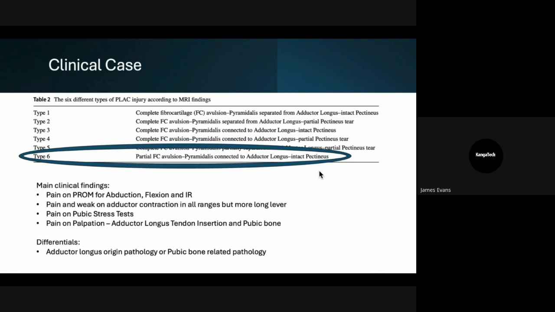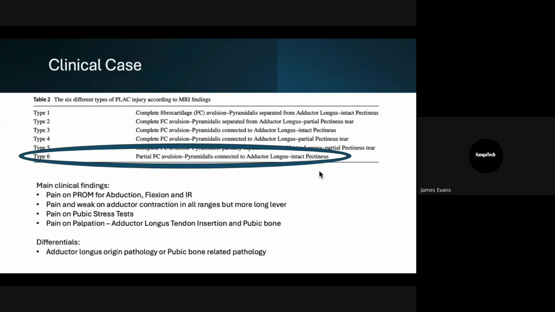So the clinical findings we had was pain on the passive range of movement for abduction, for flexion, and internal rotation. Typically the pain came on towards the end of the ranges. He had pain and he was weak on adductor contraction in all ranges, but this was more at the long lever, so when he was tested at sort of 0 degrees.